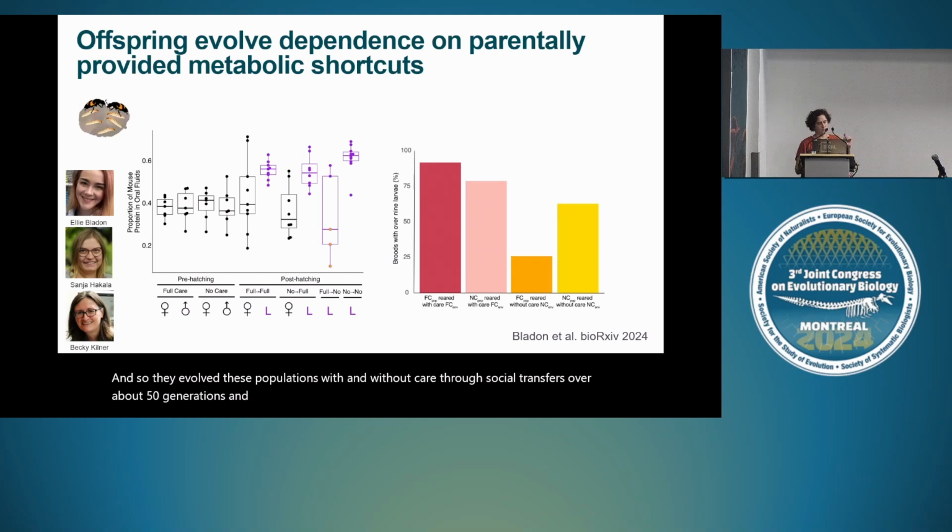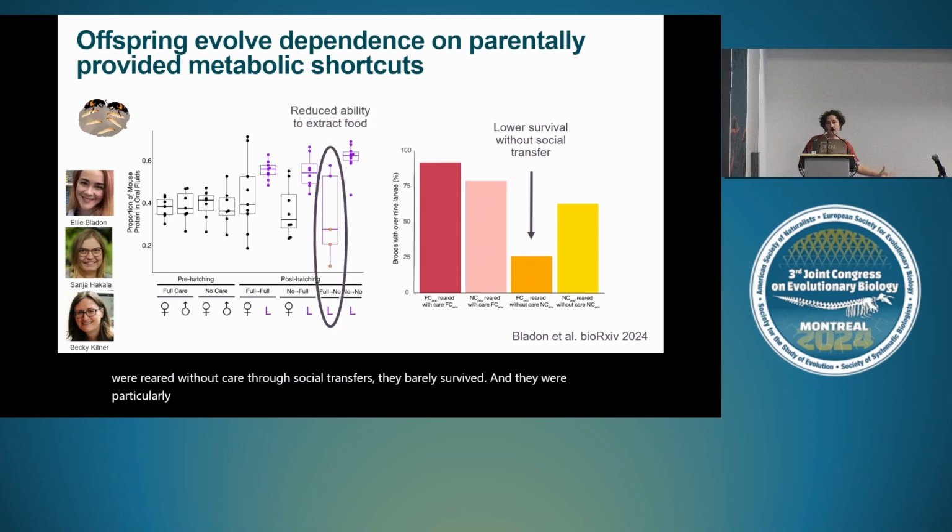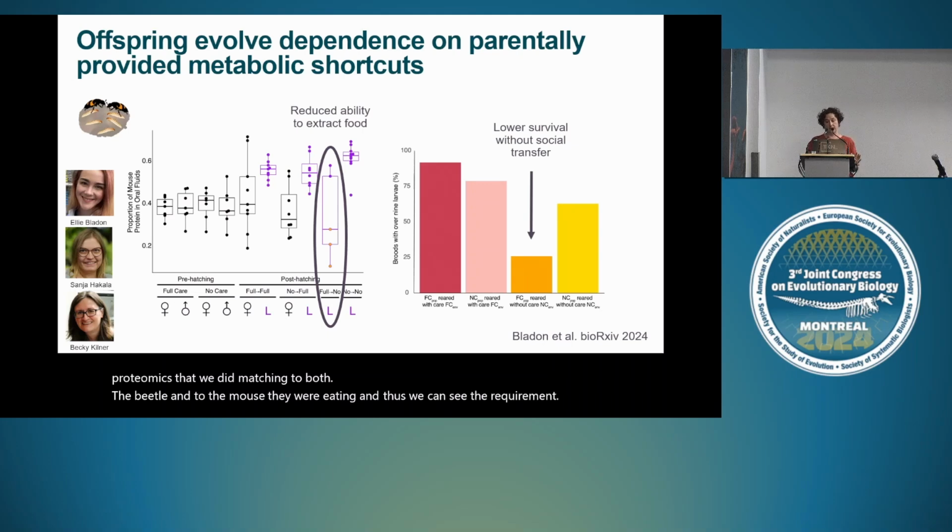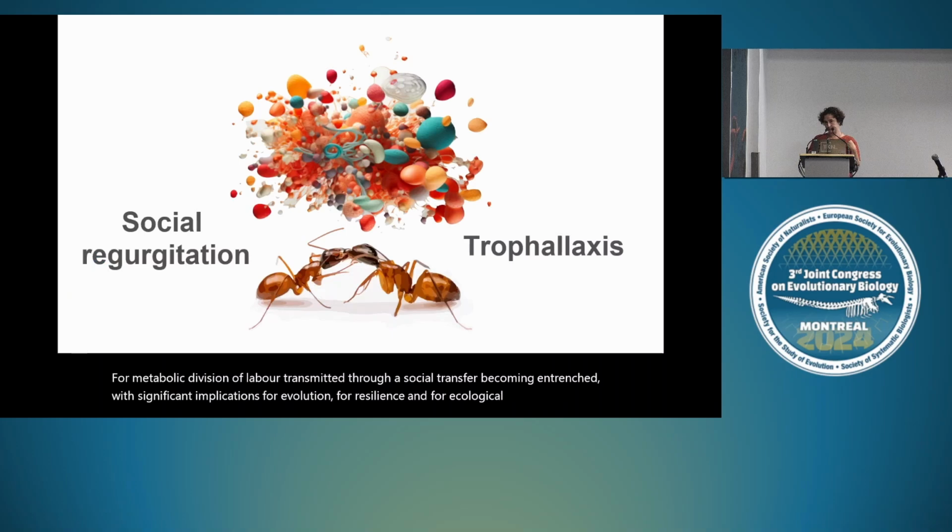And so what we found was that when larvae evolved with care, but then were reared without the care through social transfers, they barely survived, and they were particularly pathetic at taking up food from their diet, which we could see from the proteomics that we did, matching to both the beetle and to the mouse they were eating. And thus we can see the requirement for metabolic division of labor transmitted through a social transfer becoming entrenched, with significant implications for evolution, for resilience, and for ecological success.